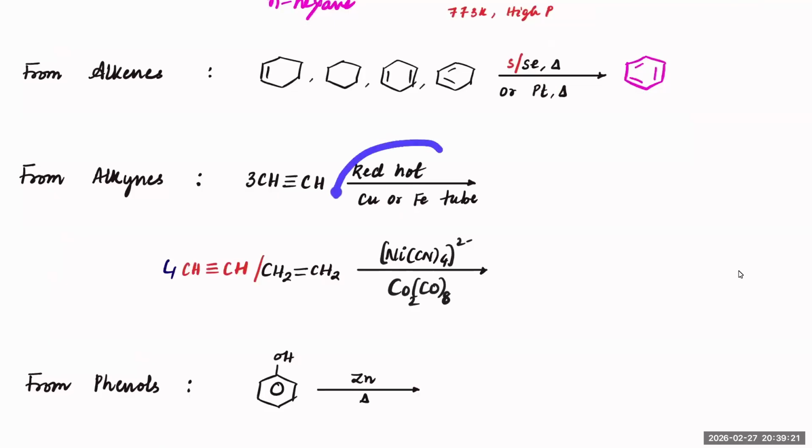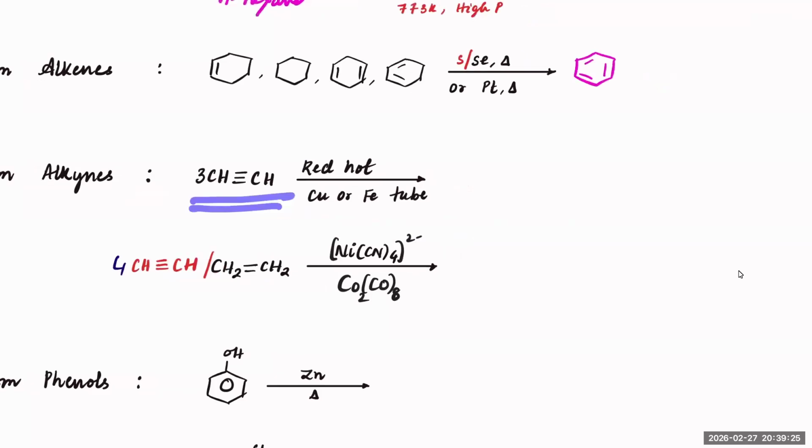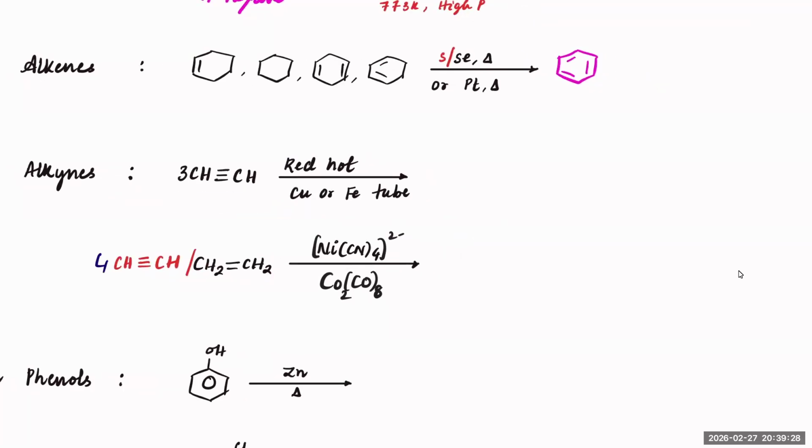Alkynes: if you use a red hot copper tube or red hot iron tube, and I take 3 moles of alkyne here, that will convert into benzene as well. Another way: if you have CH3C triple bond CH, and I take 3 moles of it, it will convert into benzene having 3 methyl groups meta to each other. This product is called mesitylene. The idea is the same. We need a red hot iron tube or red hot copper tube.